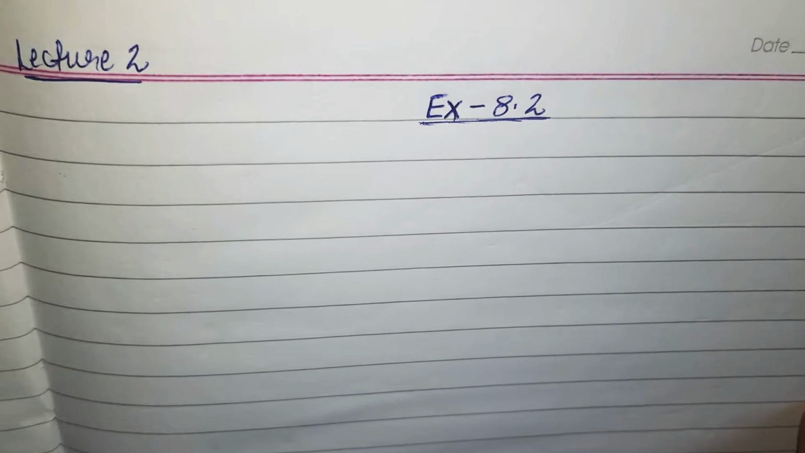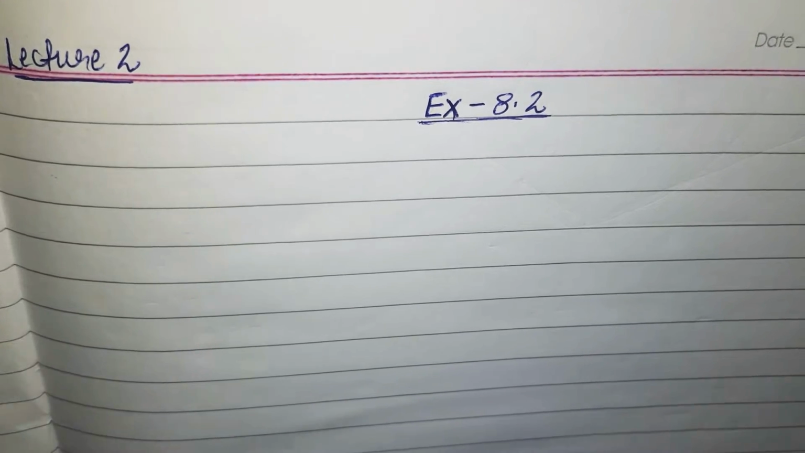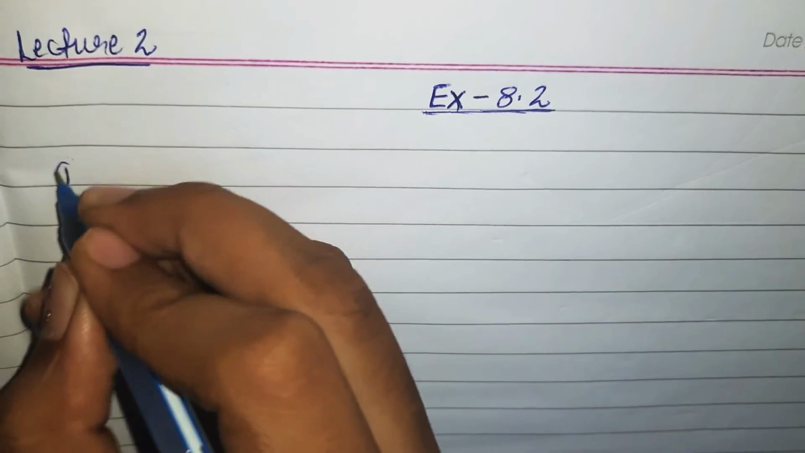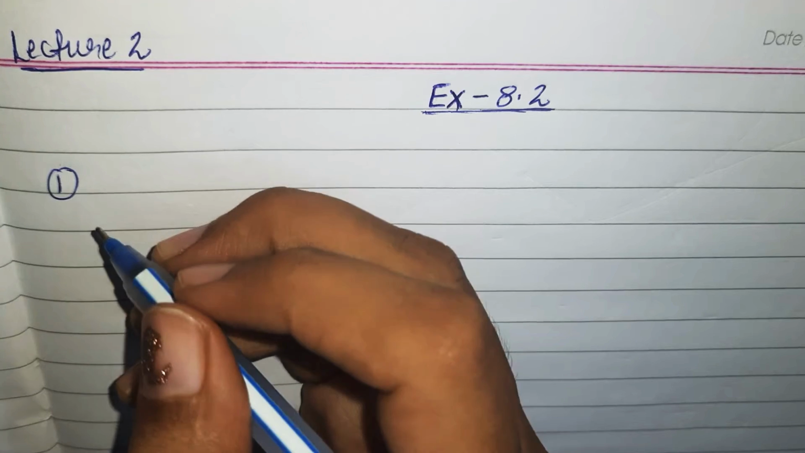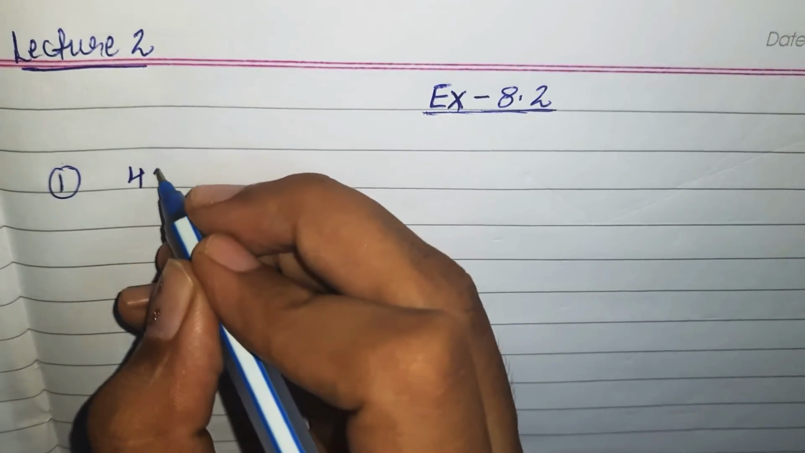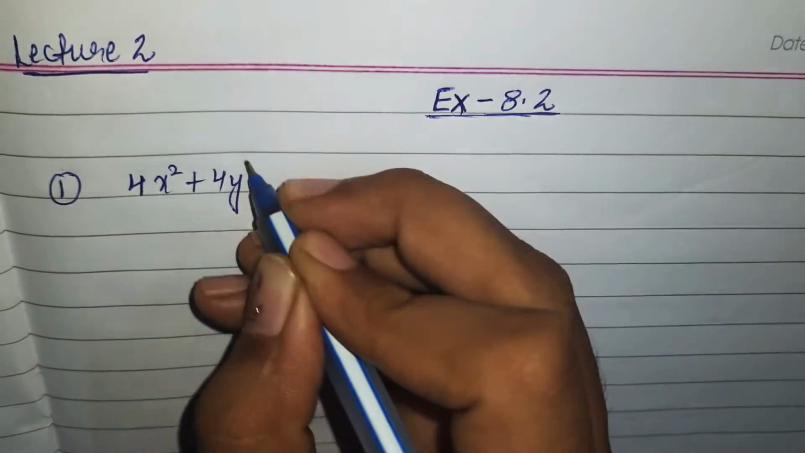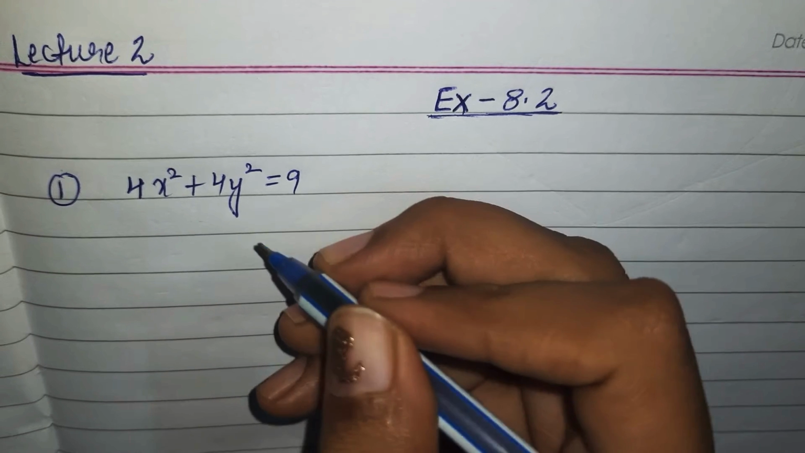Exercise 8.2, lecture number 2. Here we'll talk about area between two curves. So, if I'll talk about question number 1, they are saying find the area of the circle. Now, most important is how to make the diagram. This thing is important. Now you know how to do the integration. So, we'll make the diagram.